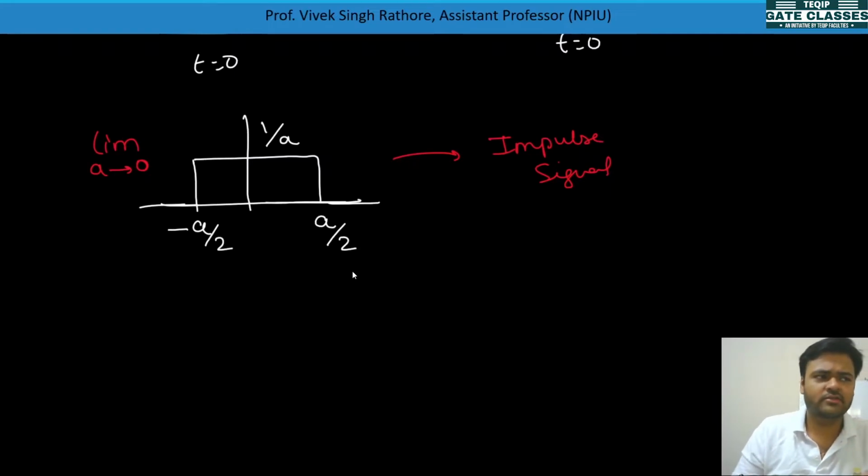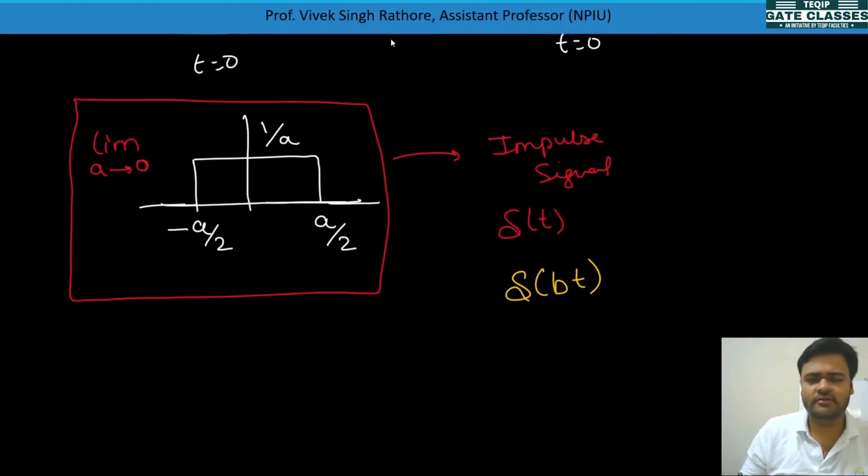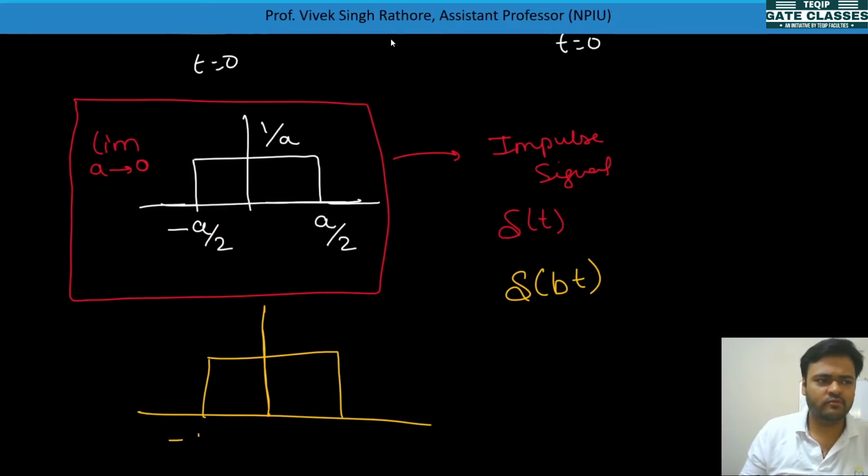But now what we are doing is, see, this is your impulse signal. Ultimately, when the limit a tends to 0, this signal will be there, and then you will get your impulse signal, that is delta of t. Now what we want to see is, we need to calculate delta of bt, with scaling factor b. So let us do it once again. Whenever we do time scaling, we just divide all these values by the scaling factor. So this is minus a by 2, so minus a by 2 into b, you have divided a by 2 into b, and the magnitude will remain the same.